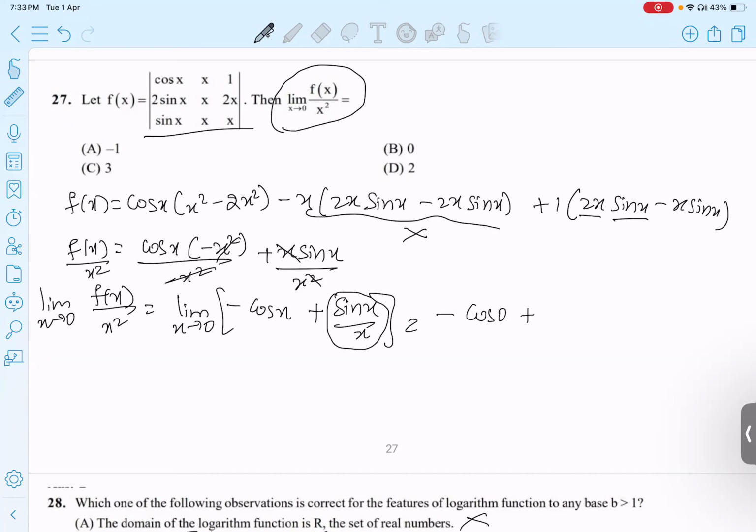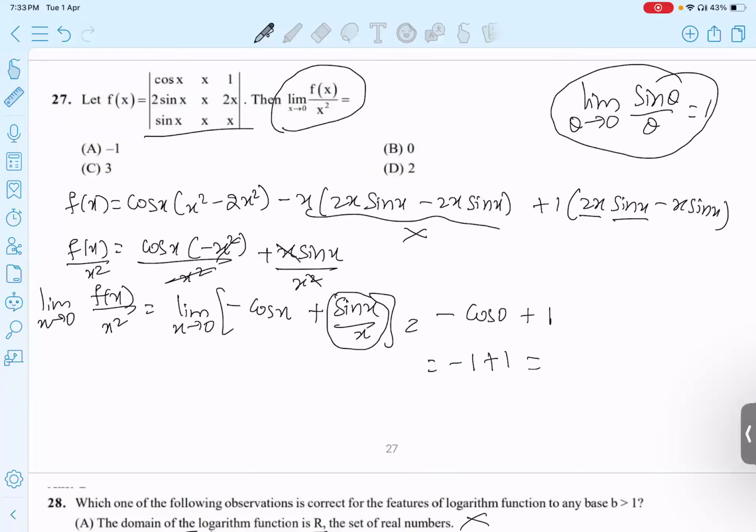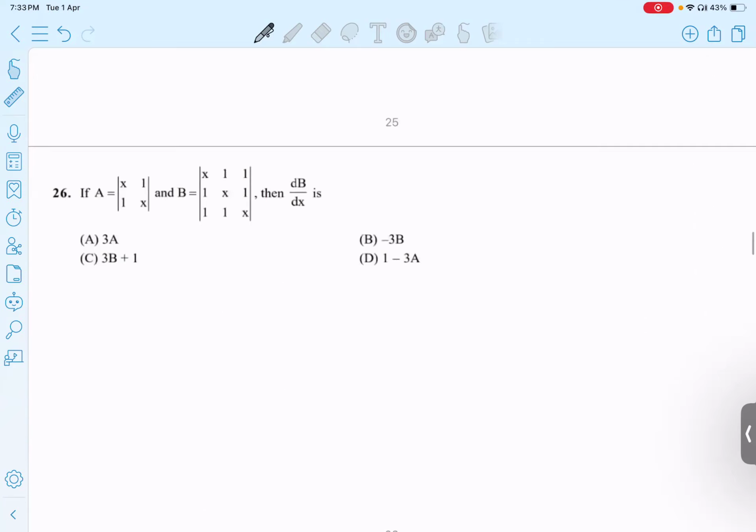In the first PUC, we had a 5-mark proof, that the limit theta tends to 0, sin theta by theta equal to 1, which was important. We studied it for a 5-mark problem, but we are making use of only the identity, sin x by x is equal to 1. So what is the value of cos 0? 1. So minus 1 plus 1 gives you 0. So 0 is the required answer. Fine. Okay. The next question.